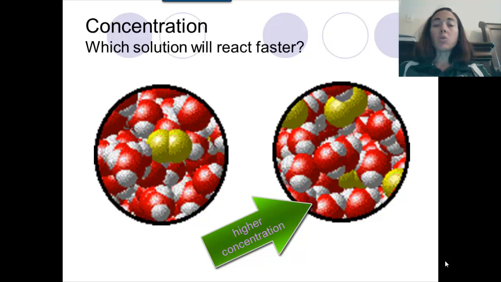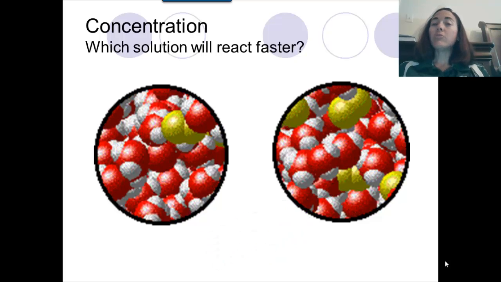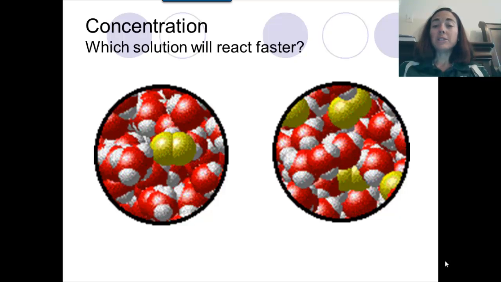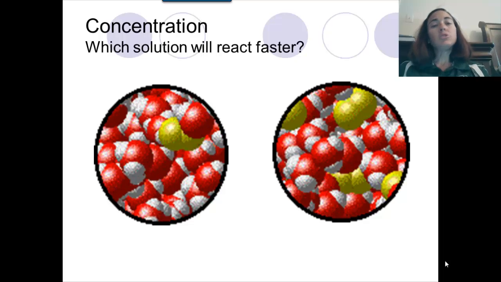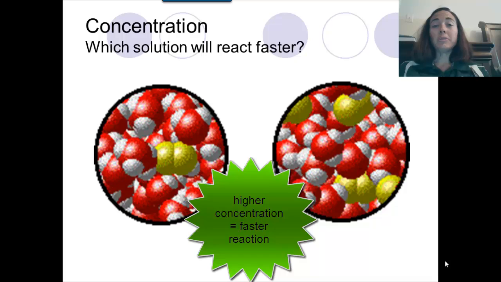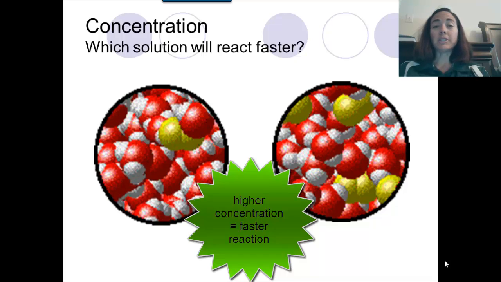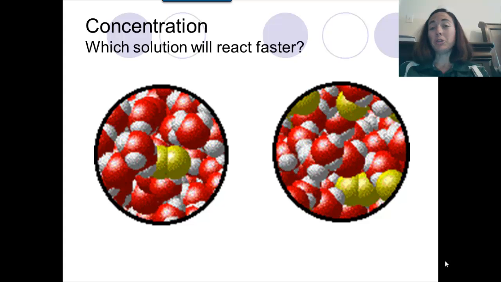Because there are more yellow molecules in the solution on the right, you have a greater chance of those collisions happening and the molecules forming products. So just by probability, having a higher concentration allows you to have a faster rate of reaction because the chances are more likely that you will have good collisions between your molecules.